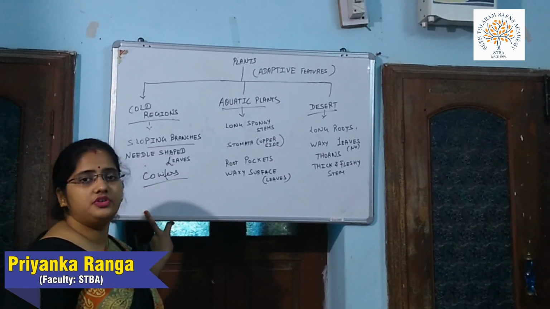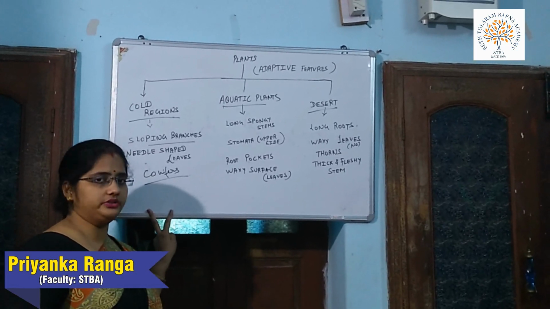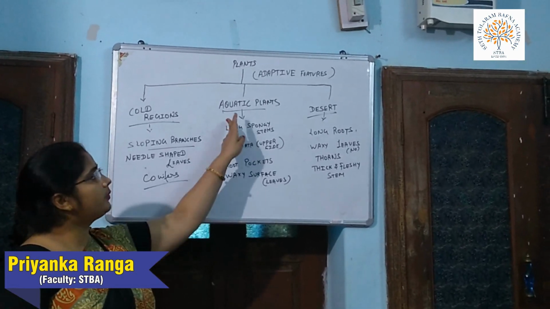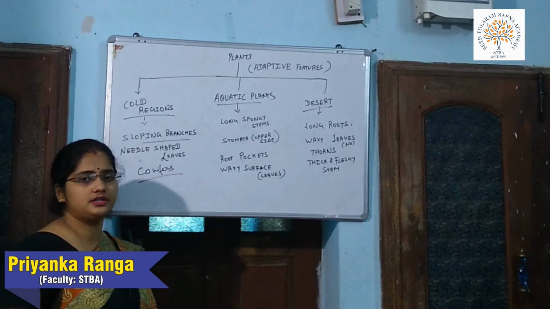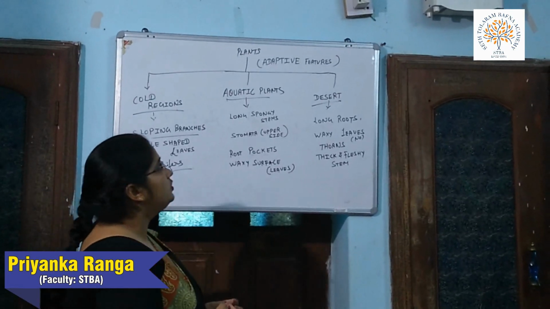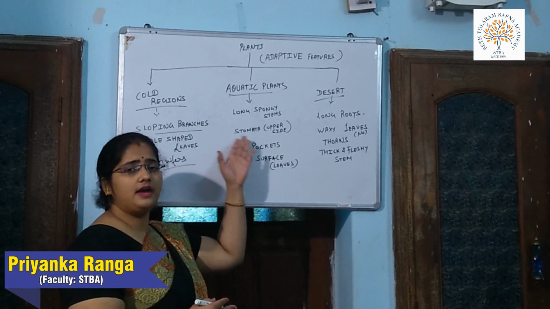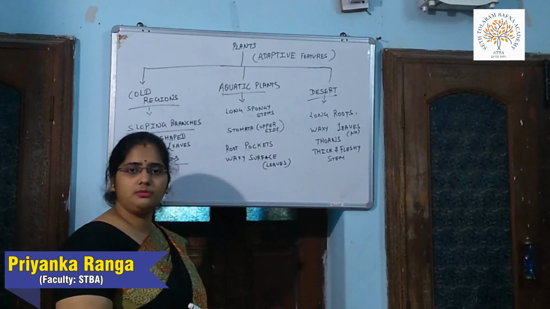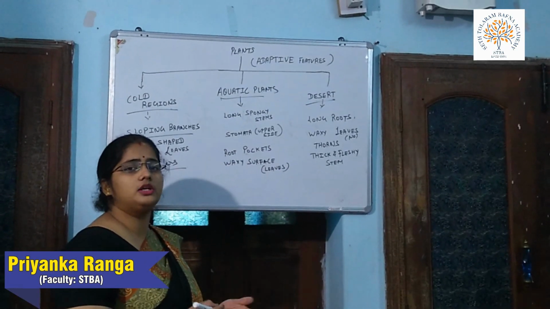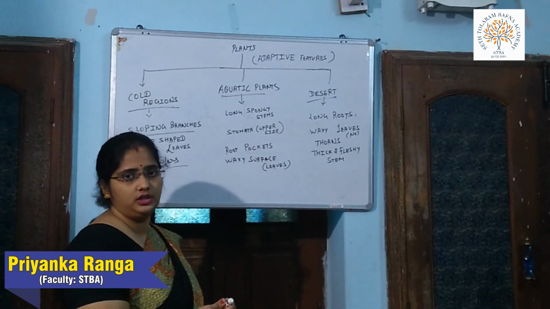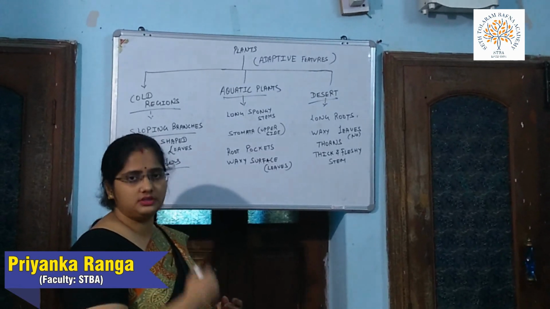These are the adaptive features of the plants in the cold region. Now let's move to the aquatic plants. What are the aquatic plants that grow in the water? So you all know the aquatic plants, they have their roots fixed in the bottom of the pond and their stem or leaves on the surface of the water. They just float on the surface of the water.